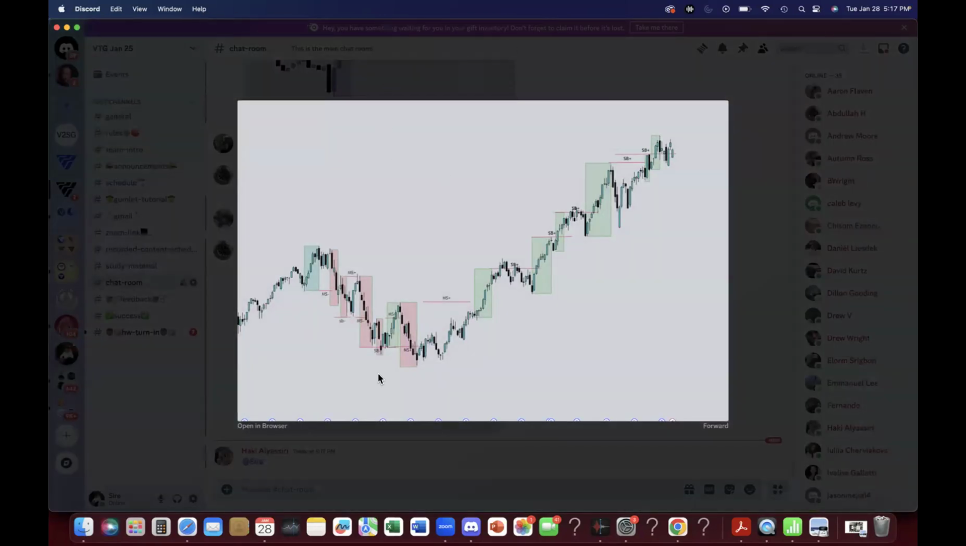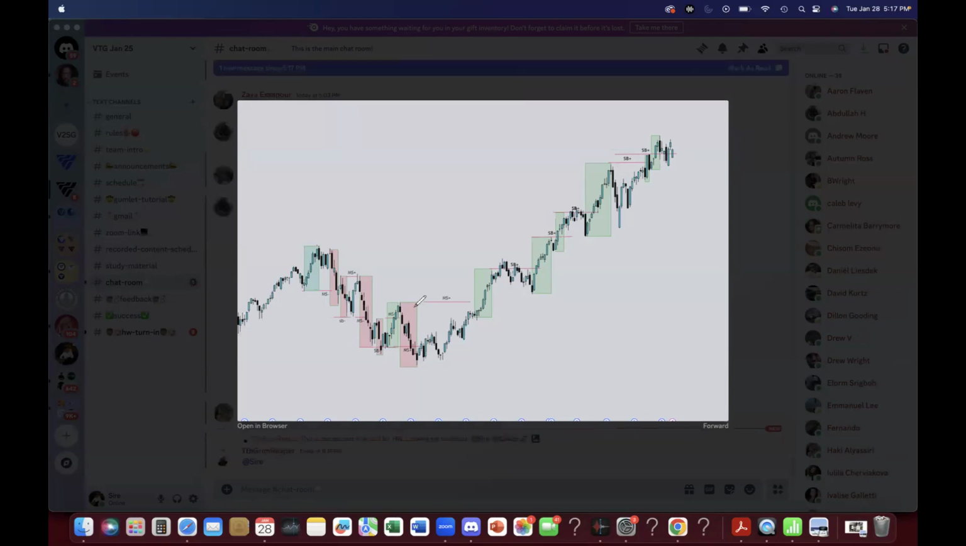All right, let's do this one next. Bullish range here, market structure shift to the downside, good. Bearish range, shift to the upside, shift to the downside. It's good. Bearish range, structure break, shift to the upside, shift to the downside. Bearish range here, shift to the upside. Good. Yeah, this looks good. Good job.